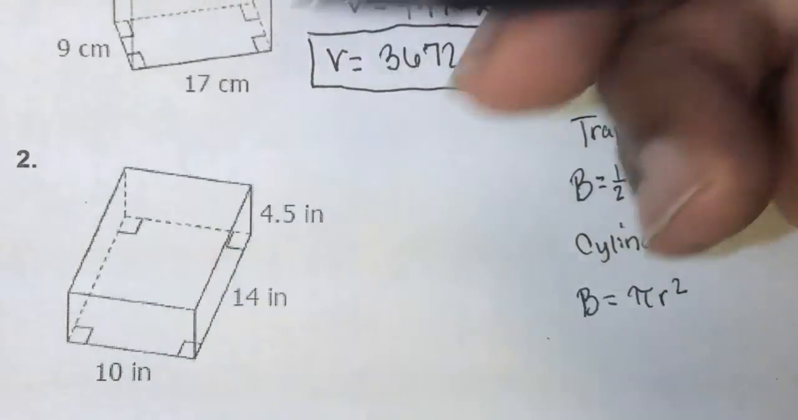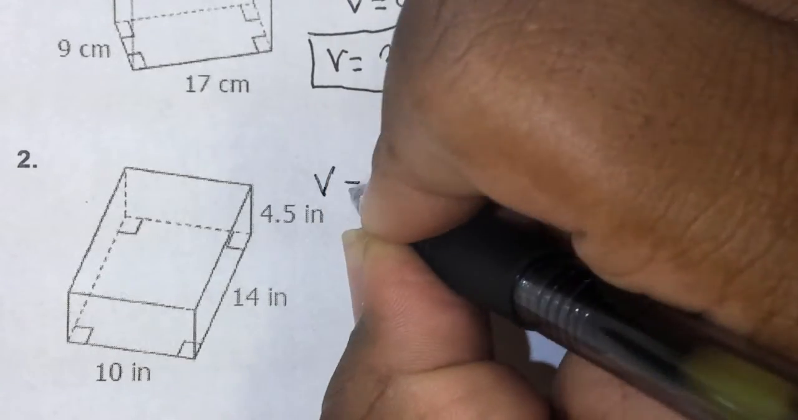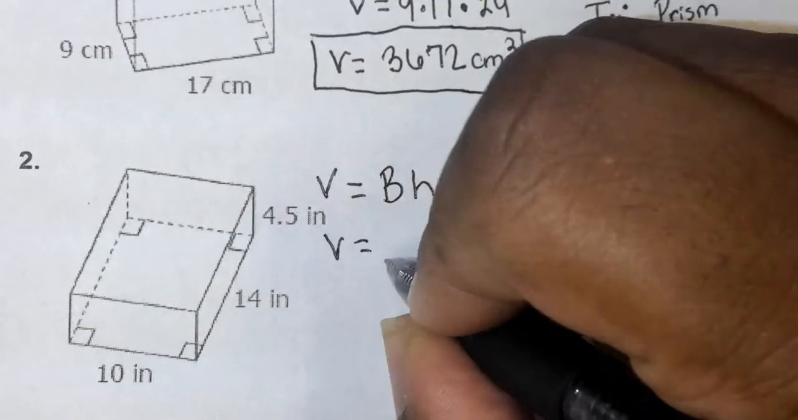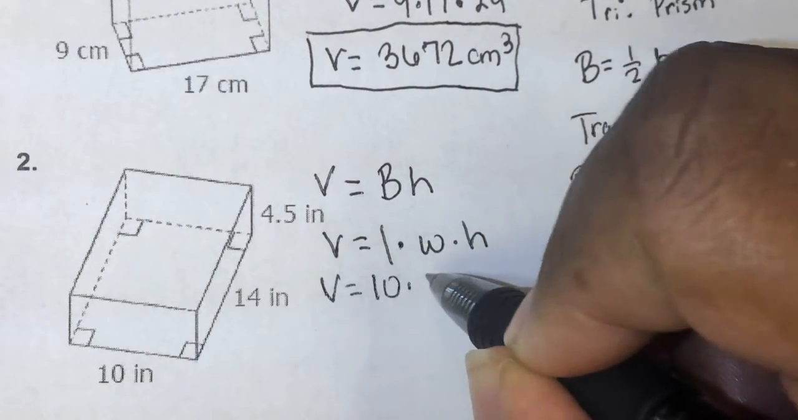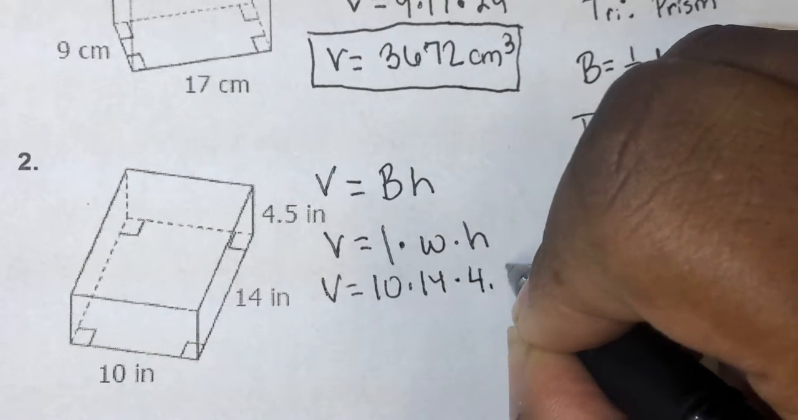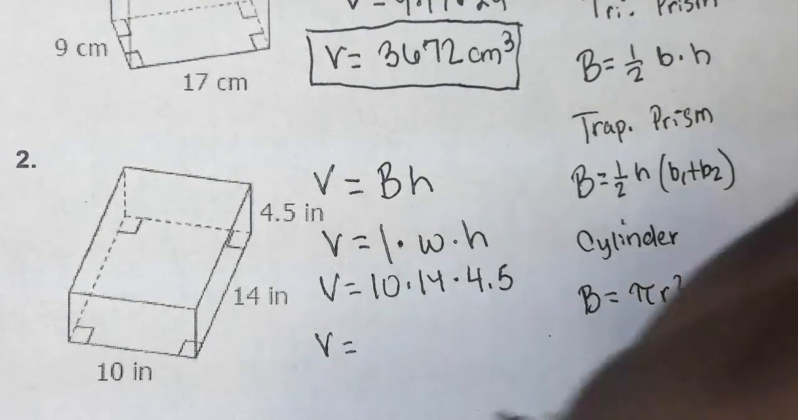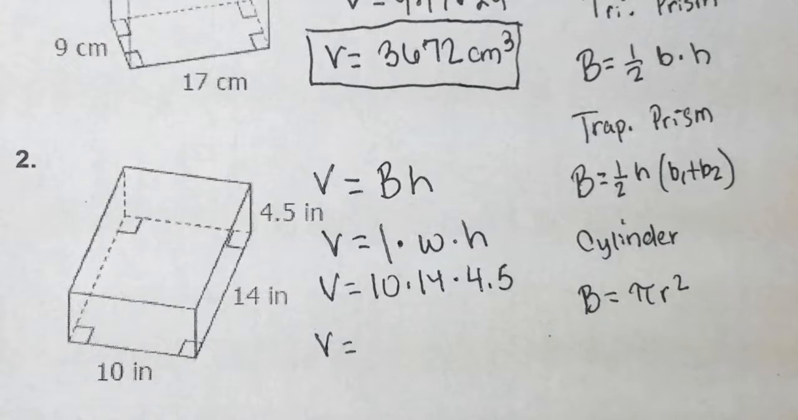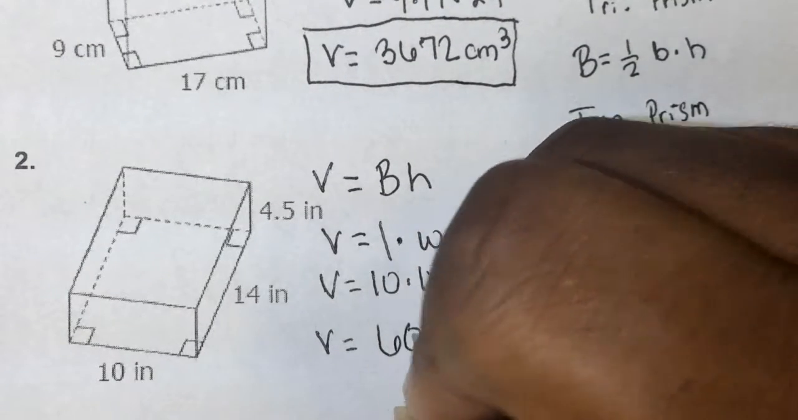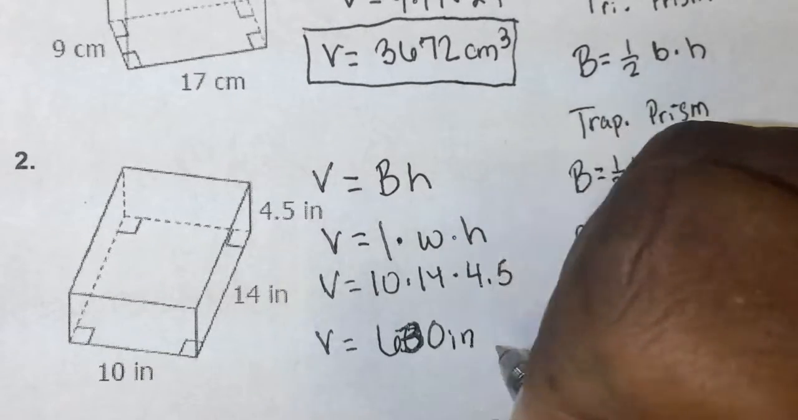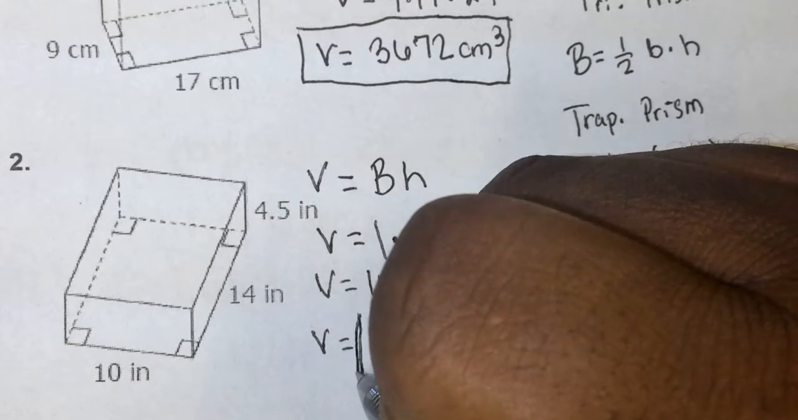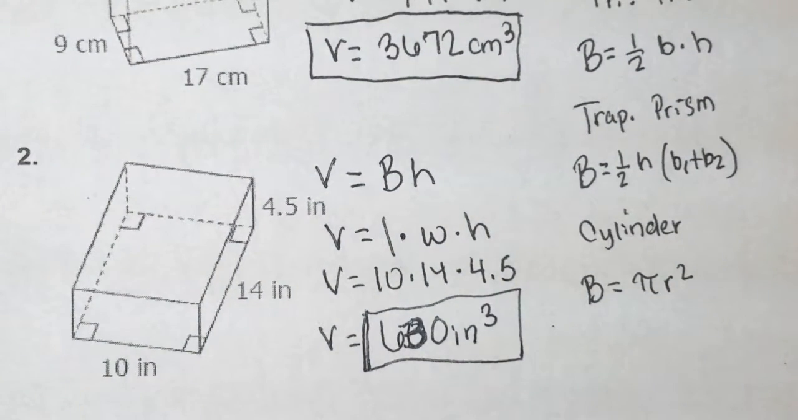Alright, number 2. Same situation. Volume equals capital B times height. Volume equals L times W times H. 10 times 14 would be your area of your base, times your height, which is 4.5. I'll let y'all give me the number. Oh, my bad. That should be a 3. This is inches cubed. Yeah. I messed this one all up. I didn't even box my V. My bad, y'all. 630 inches cubed. Alright, so rectangles should be easy.